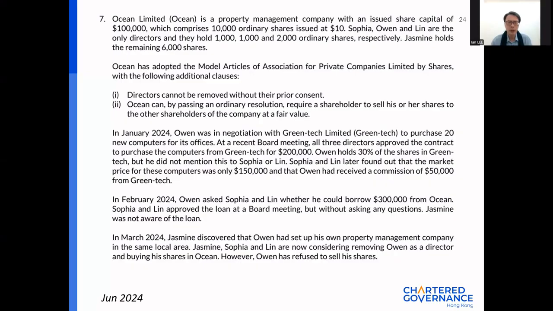So in January 2024, Owen, one of the directors, was in negotiation with Green Tech Limited to purchase 20 new computers for its office. At a recent board meeting, all three directors approved the contract to purchase the computers. Owen holds 30% of the shares in GreenTech, but he did not mention this to Sophia or Lynn.